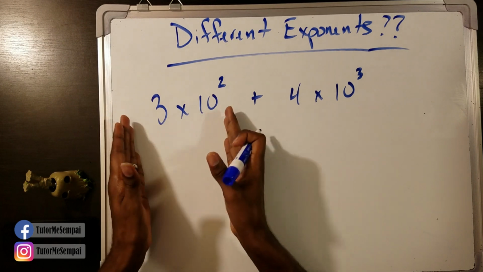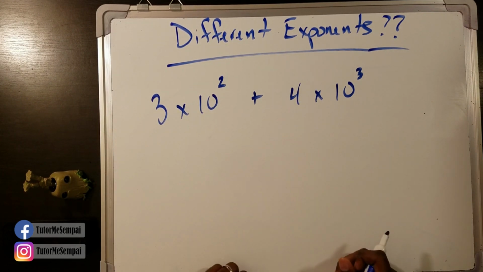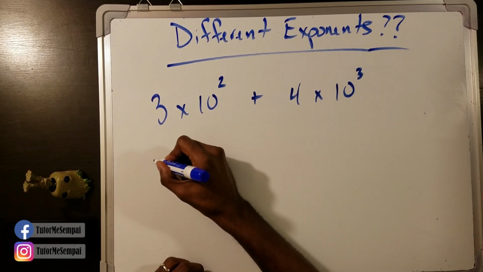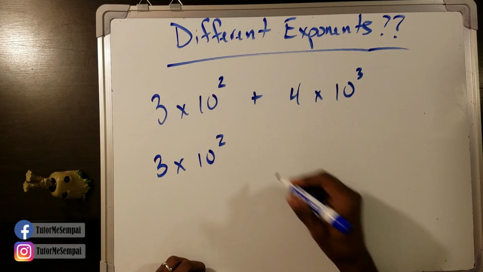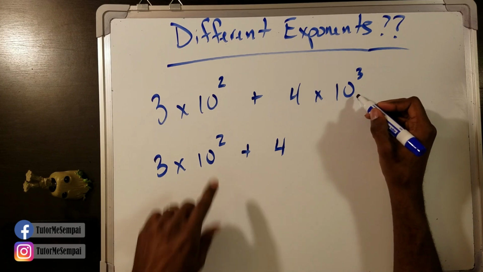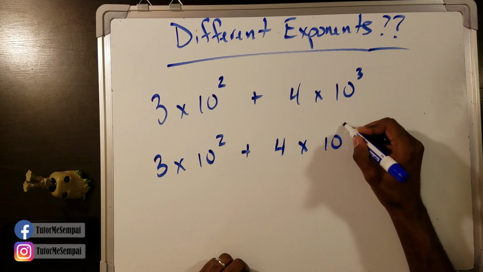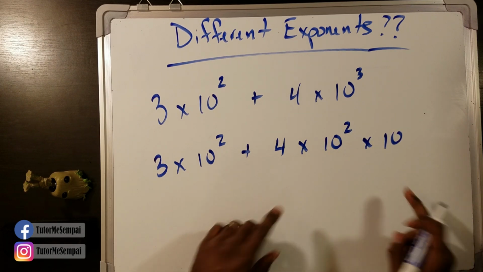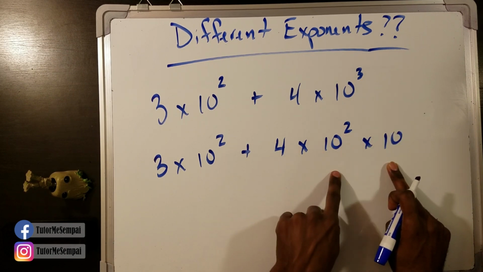However, whether you start with this one or this one is going to be a personal preference. I'm going to start with this one. But like I said, it's a personal preference, so you start with whichever one you want. I'm going to rewrite this as 3 times 10 to the second power, and I'm going to add 4, but I need this to be in the second power. So this is really going to be times 10 to the second power times 10. You see what I did there? I broke this 10 to the third power up into times 10 to the second power times 10.